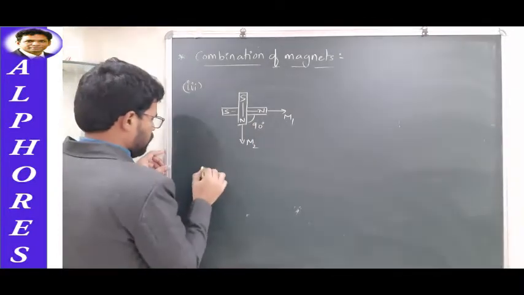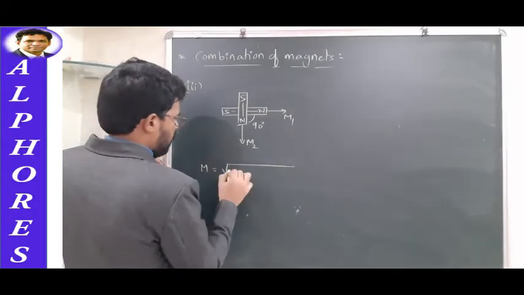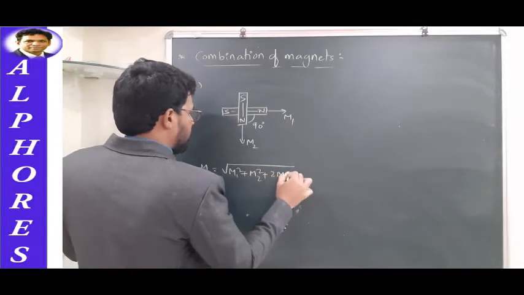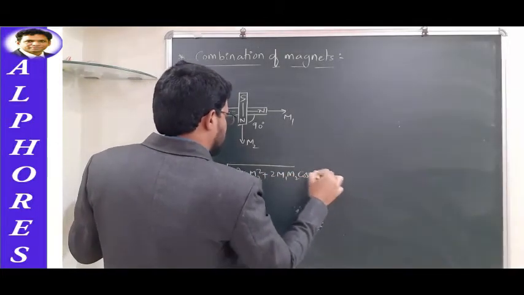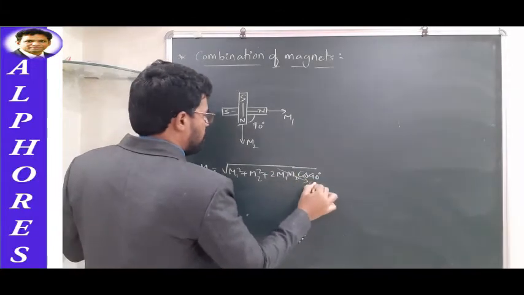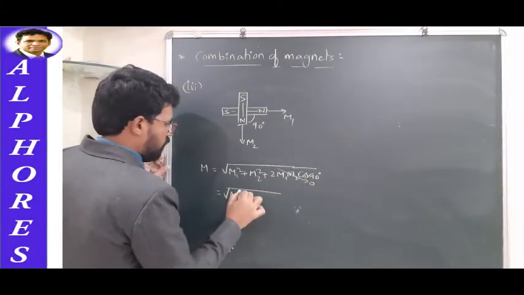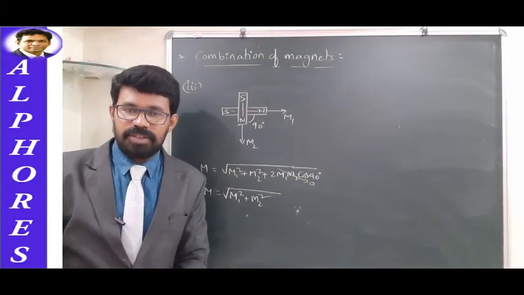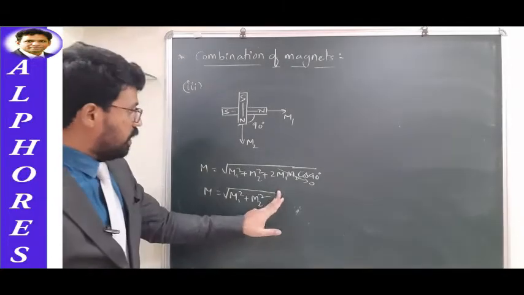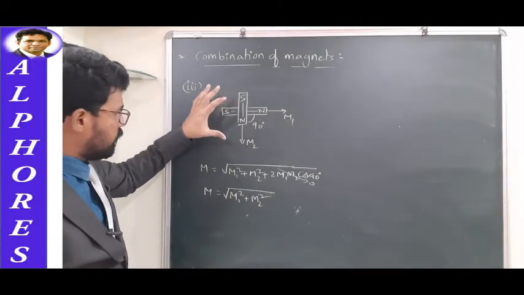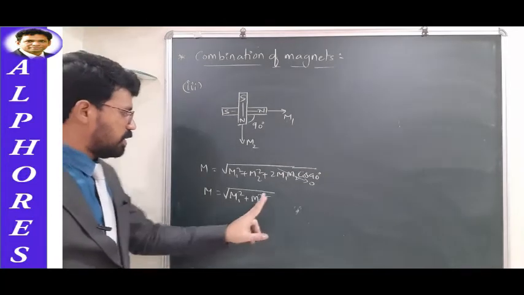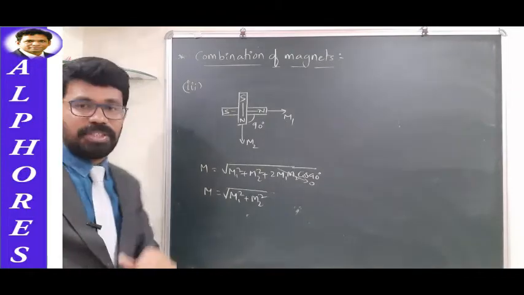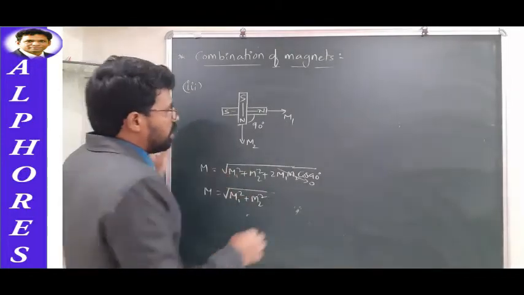If this is the situation, the resultant magnetic moment can be expressed as under root m1 square plus m2 square plus 2m1 m2 cos 90 degrees. Cos 90 is 0, so this term vanishes. So you will have under root m1 square plus m2 square. That's how the resultant magnetic moment can be written. This is not like, all the time for this kind of orientation only this resultant magnetic moment is possible. That's not right. You can have a similar kind of expression for other arrangements of magnets also, something like this.